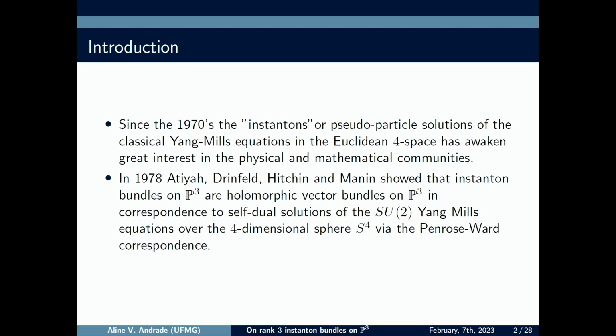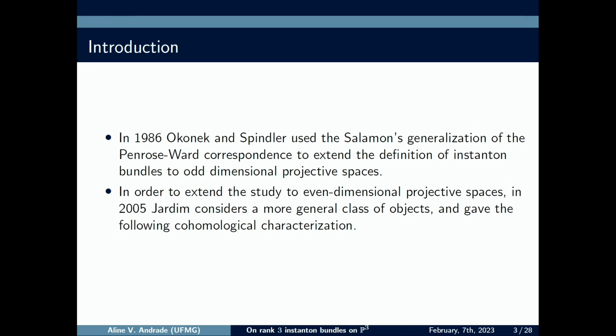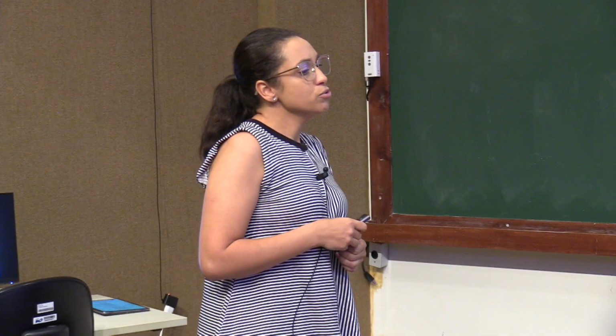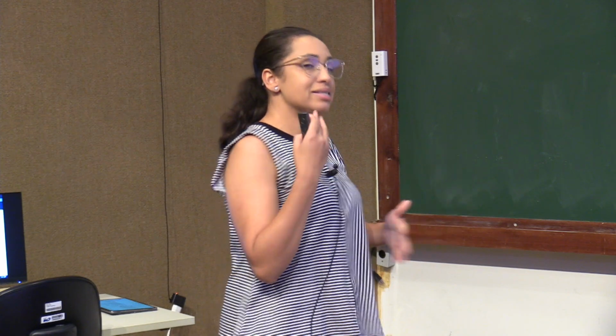This connection was later expanded a little bit more. We have not only the definition of instanton for P3, but for other odd-dimensional spaces, okay? And these were what I call the mathematical instanton bundles. They were rank 2n vector bundles on P2n+1. So the rank is one unit lower than the dimension of the projective space.